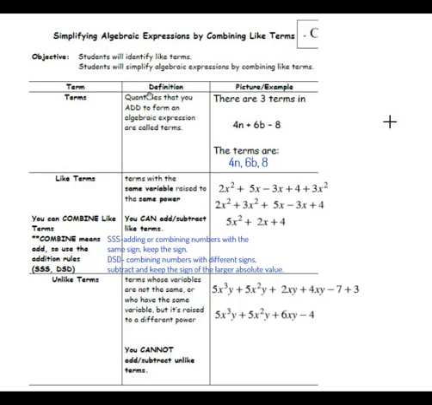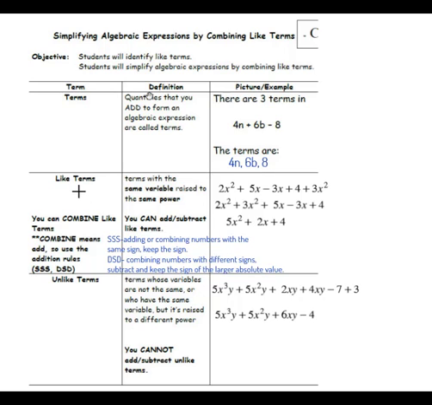So first let's look at the definition for terms. Quantities that you add to form an algebraic expression are called terms. In this expression we have three terms, 4n plus 6b minus 8. The terms are 4n, 6b, and 8.